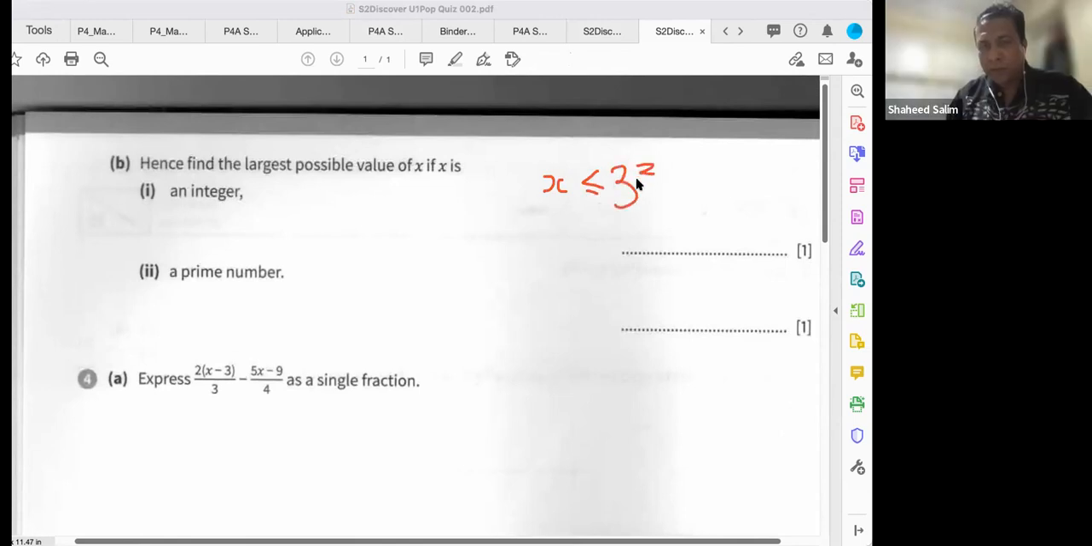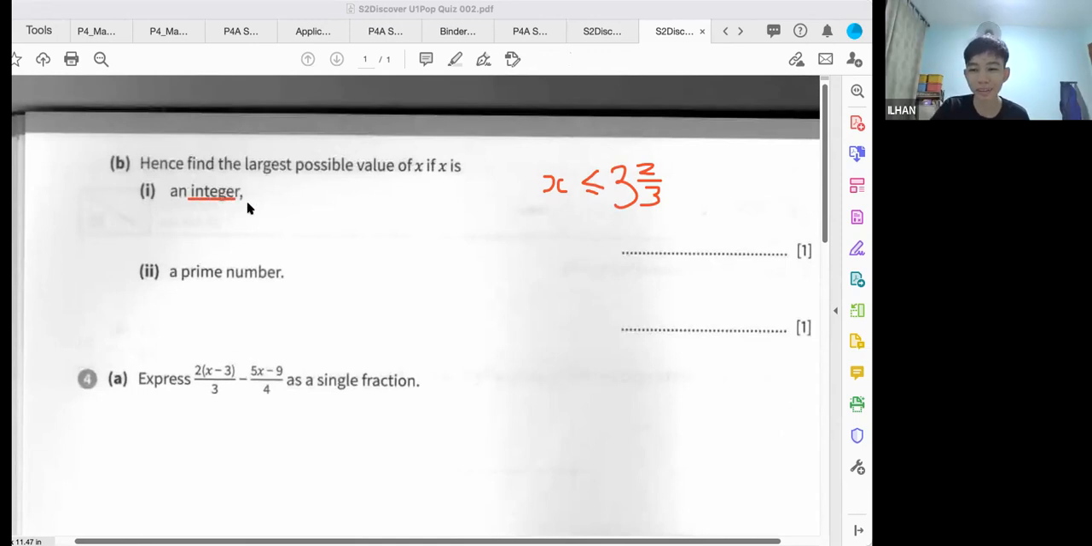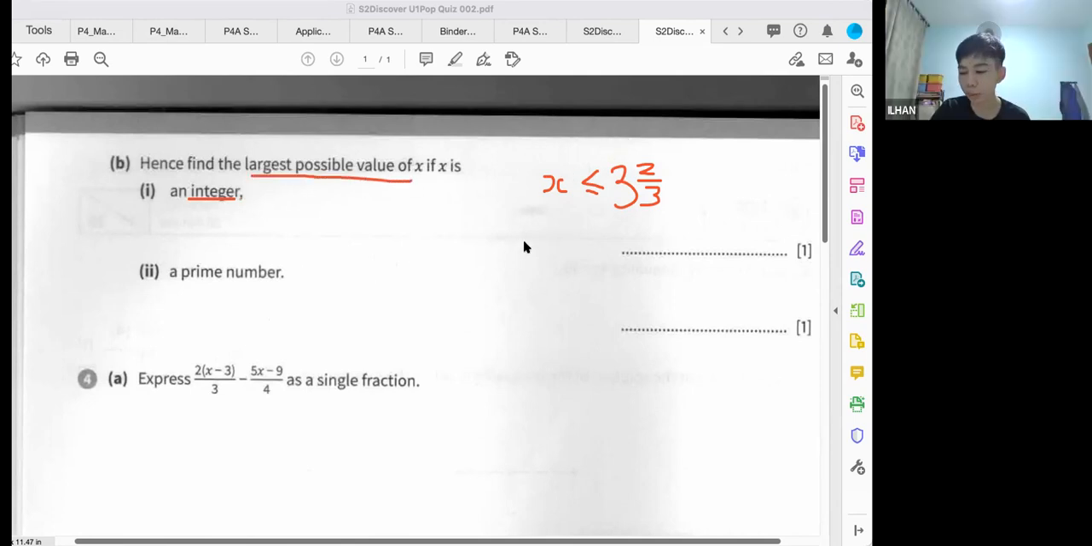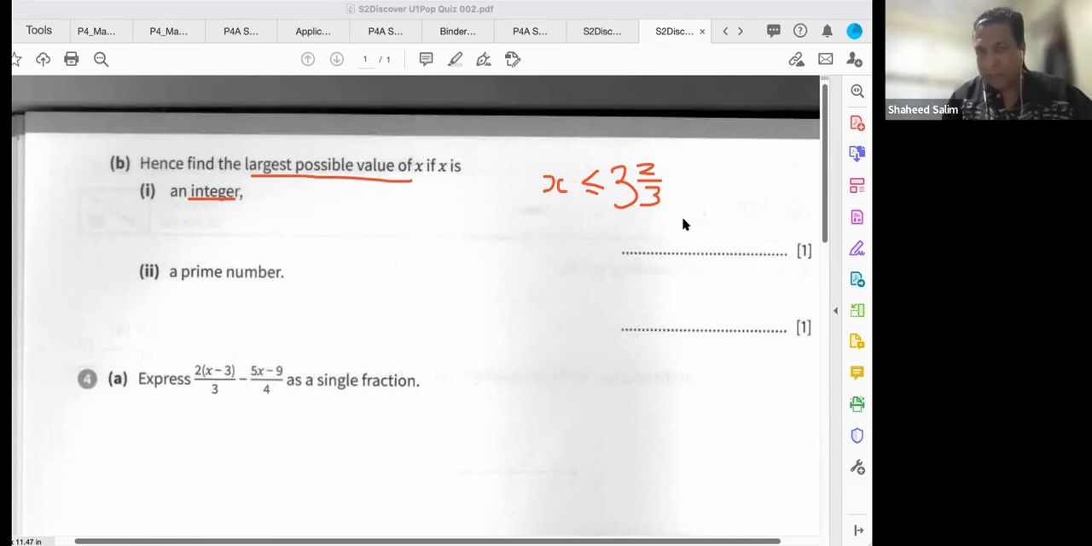Okay, like that. So you know what's the meaning of integer? I forgot. Okay, it's whole number. The whole number can be positive, can be negative, can also be zero, but it's whole number. So now what is the largest possible value of a whole number? X smaller than or equal to 3. So the answer is what? 3. Yeah, this is the largest. It cannot be 4 because x cannot be more than 3 and 2/3. So the largest possible whole number is 3.